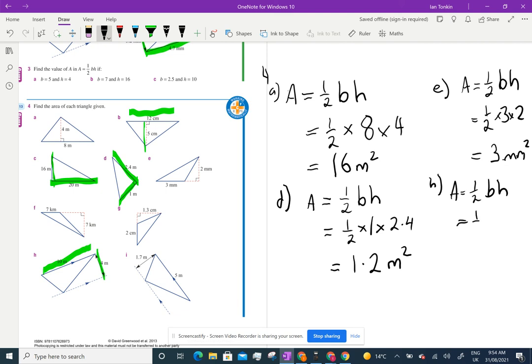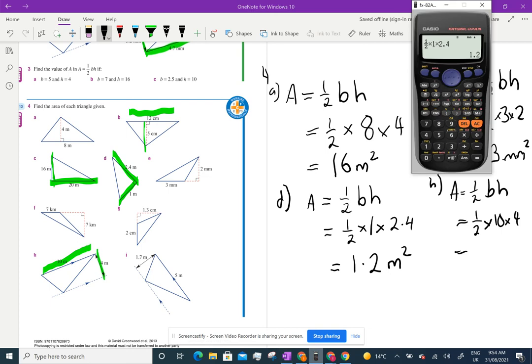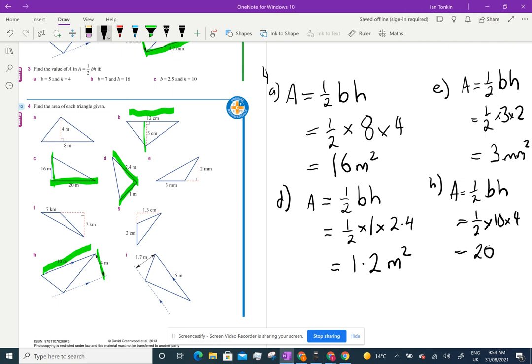So it's a half times 10 times 4. Go to my calculator. Half of 10 times 4, 20. What units are we in? Meter squares. And to finish off, I'll do I.